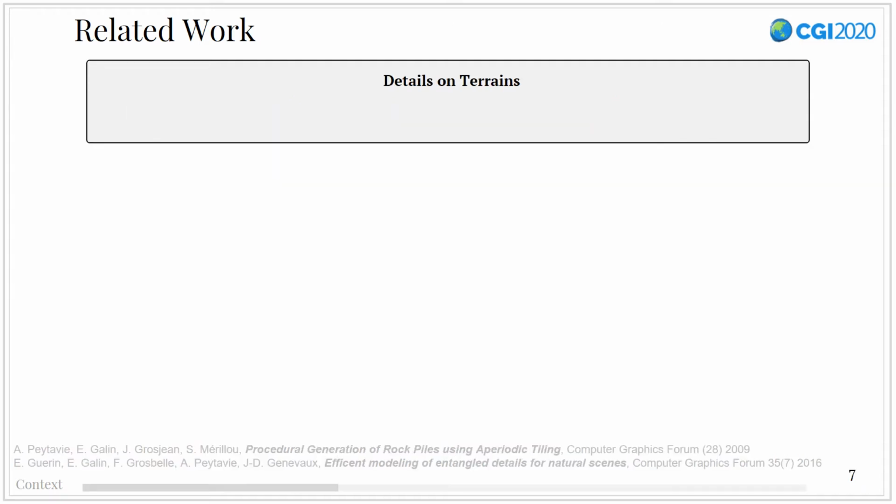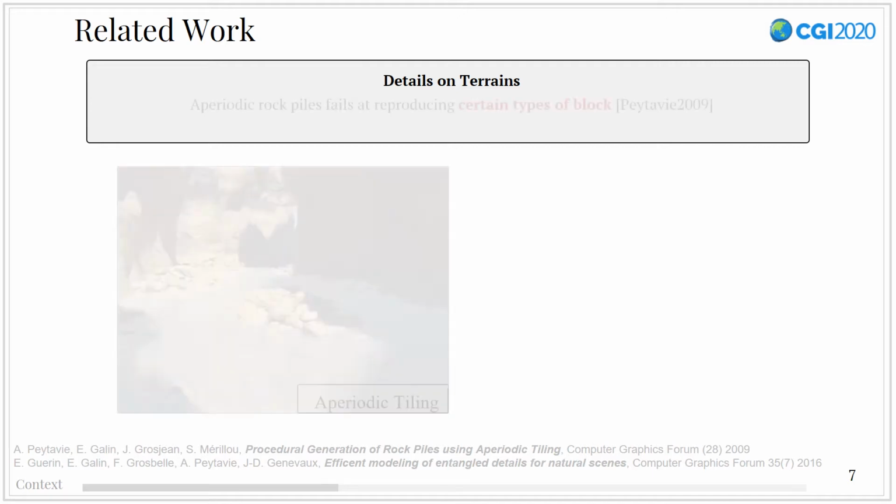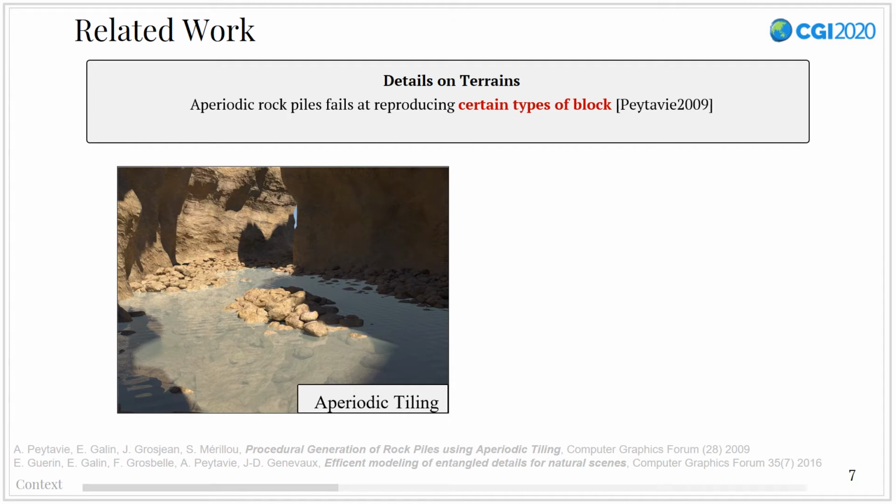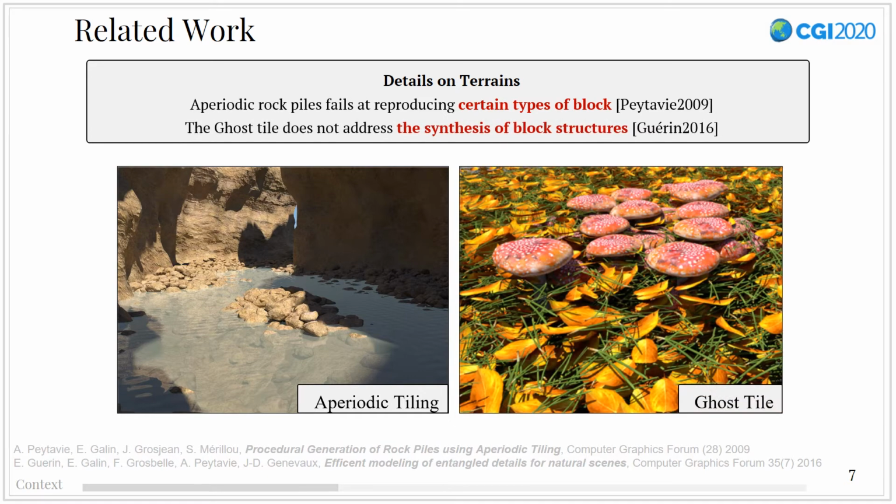There are other methods to add details to terrains based on mesh decoration. A periodic rock tiling was introduced to create rock piles commonly found at the bottom of cliffs. This method doesn't follow a fracturing model and therefore fails at generating certain types of blocks. The ghost-style approach can be used to create entangled tiles of objects from 3D models. This work does not address the synthesis of block structures.